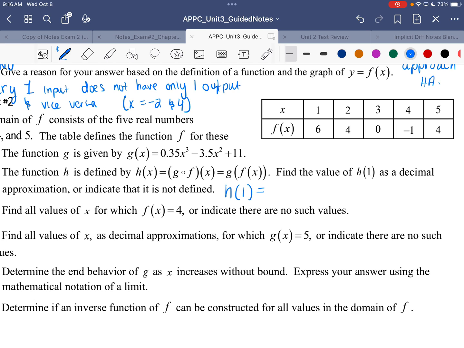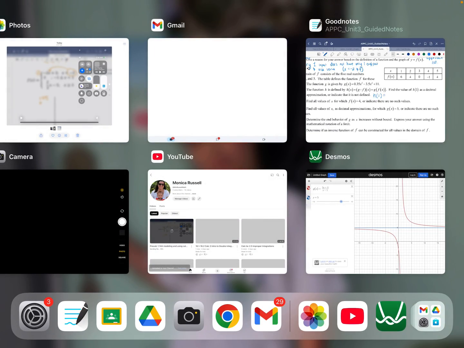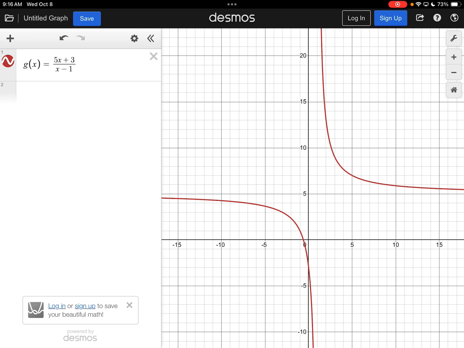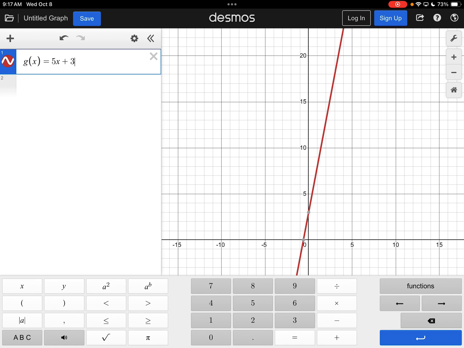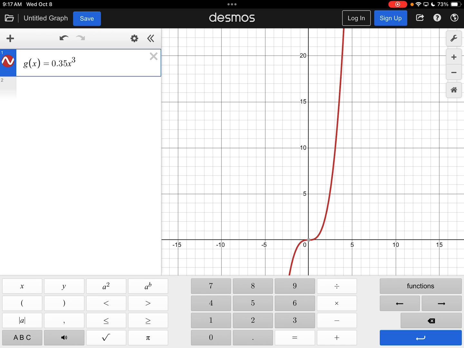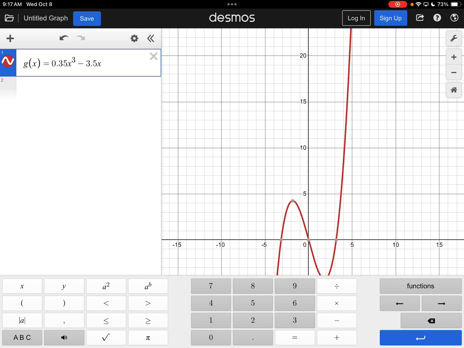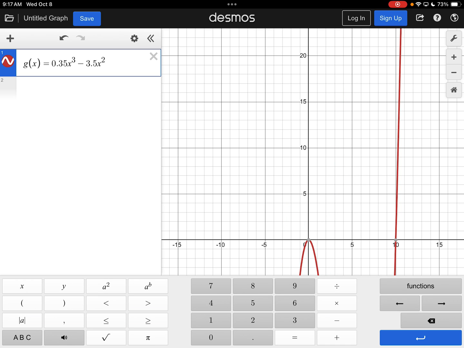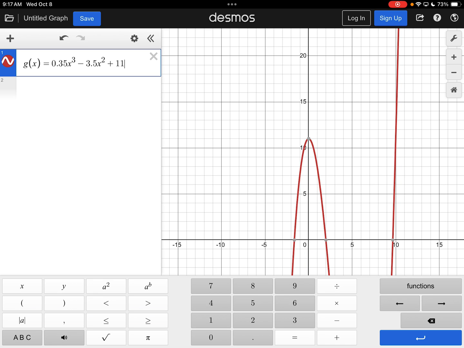Well, anyway, type in g of x. For this one, at least, this will become 1, right? Because you're finding h at 1. The f at 1 is 6. So then it becomes g at 6, which means plugging 6 into g. So it'd be 6 cubed times 0.5, or 6 squared, and that would be your answer.